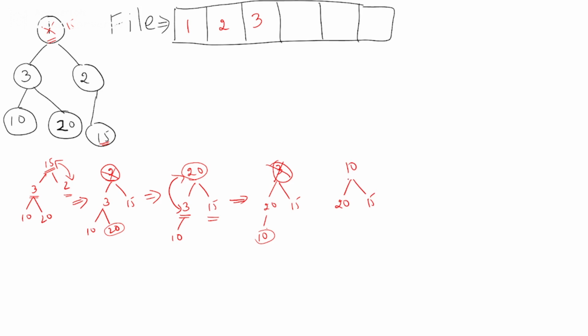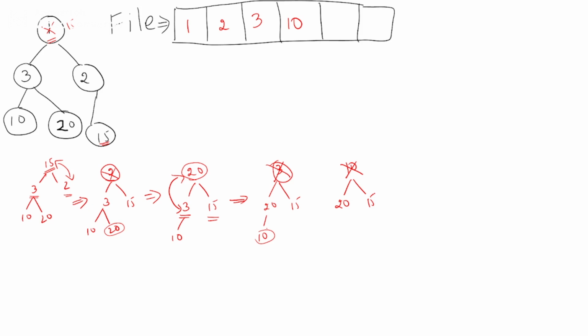Now it is comparing: 10 will be compared with 20 and 15. It is smaller. So when the parent is smaller than that, there is no need of exchanging it. It will be kept as it is. Now again the next element to be copied is 10. That will be copied and removed from the heap.